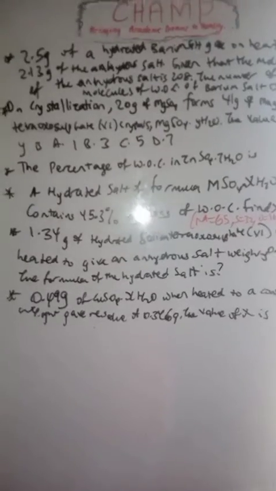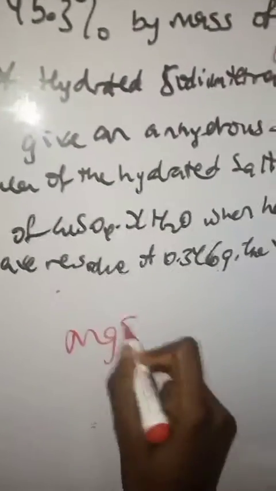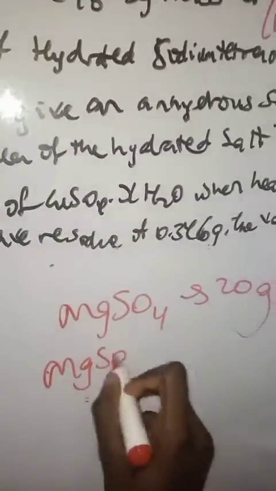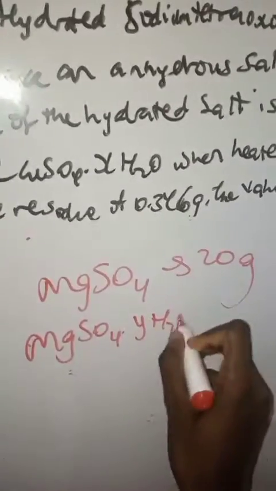I have the second question now. Let's go. On crystallization, 20 gram of magnesium tetroxosulfate 6, MgSO4, 20 gram, forms 41 gram of magnesium tetroxosulfate 6 crystals. So they gave you the formula for the crystal, MgSO4.YH2O, that's 41 gram. This is the mass. They said what's the value of Y?